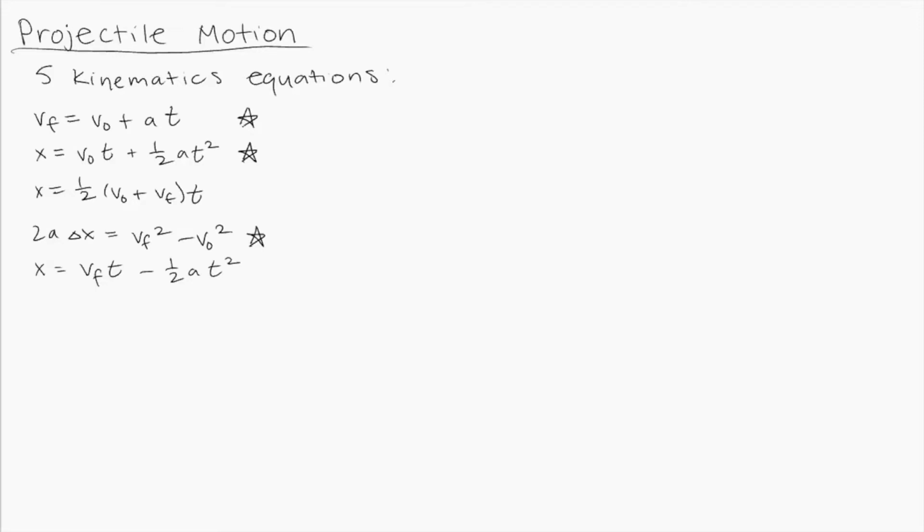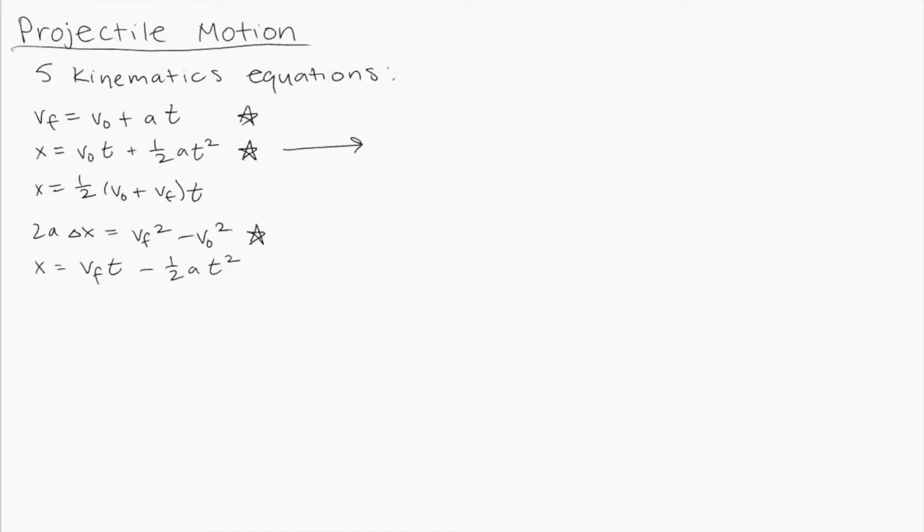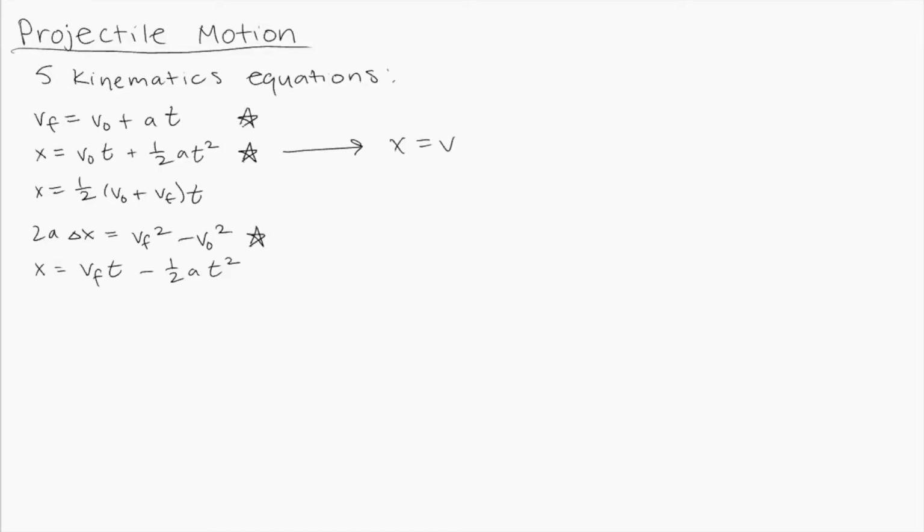And also another thing to remember is that without acceleration, this becomes x equals v0 times t, which is really useful when we're solving for the x velocity because most of the time that one doesn't have an acceleration. So let's jump straight into a problem.